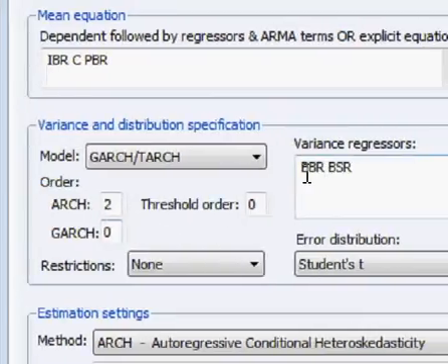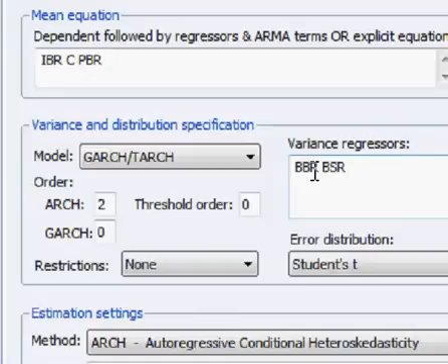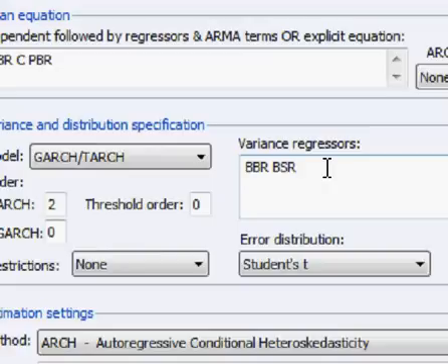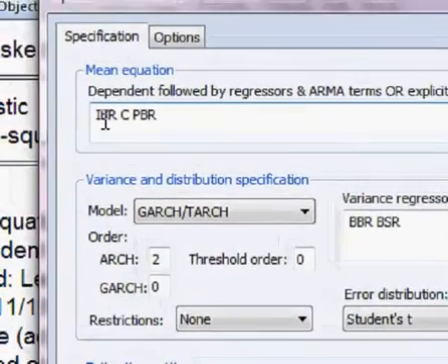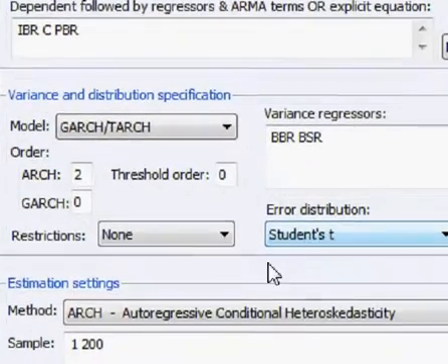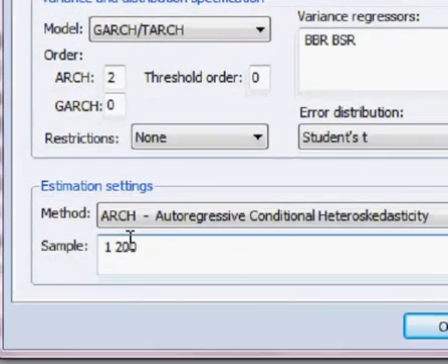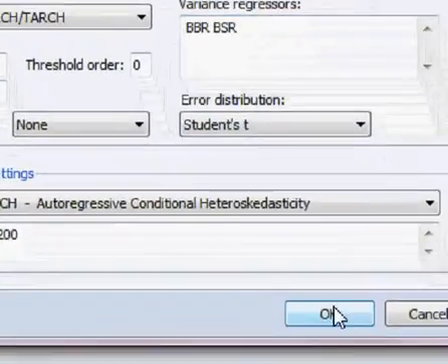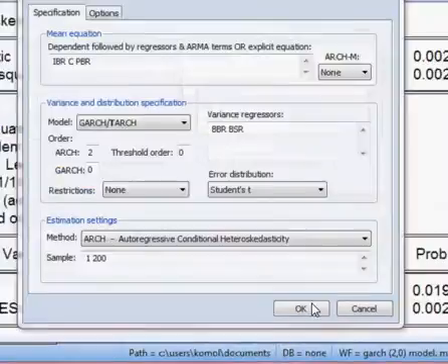And here are 2 external variables, external effects, that is Bangladesh bond return and Bangladesh stock return. That is the external volatility that can affect the volatility of the Indian bond return. That is here, right? And here I choose Student's t distribution and the sample size is 200. So everything is set. Now I can go to OK to run the model.